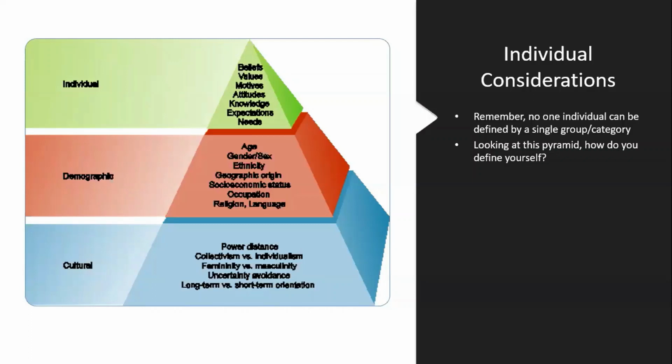Then you get up to the next level, demographics. This is where the basic stuff really comes in: age, gender, sex, ethnicity, geographic origin, et cetera, et cetera, et cetera. And then we get to the individual part at the top of the pyramid. What are your own personal beliefs and values, your motives and attitudes? What's your knowledge base look like? What are your expectations? And how about your needs? So if you look at this pyramid and you start sketching out you, what do you look like? And then realize that that is you and that everybody else has a very, very different look on all of these things. And not one person is the same as the other.